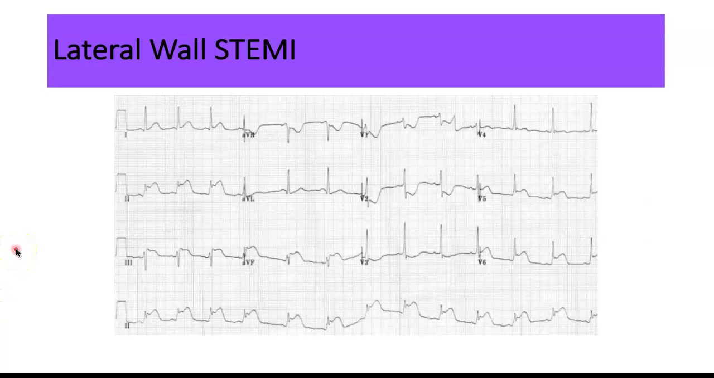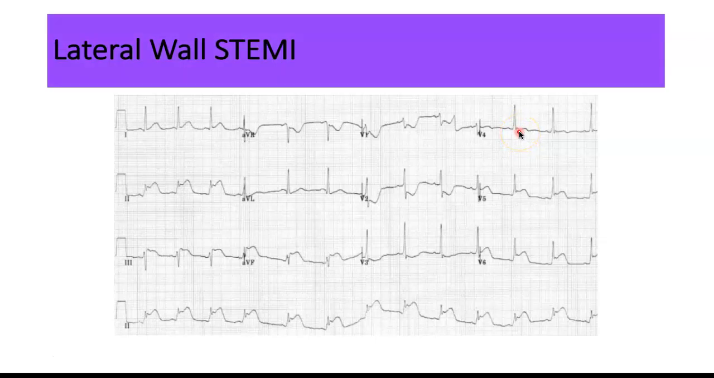Here's one last look at a lateral wall STEMI. This is an infralateral STEMI. So we can see ST segment elevation in leads 2, 3, and AVF. We also see ST segment elevation in V5 and V6. The precordial elevation may actually even extend out here to V4.